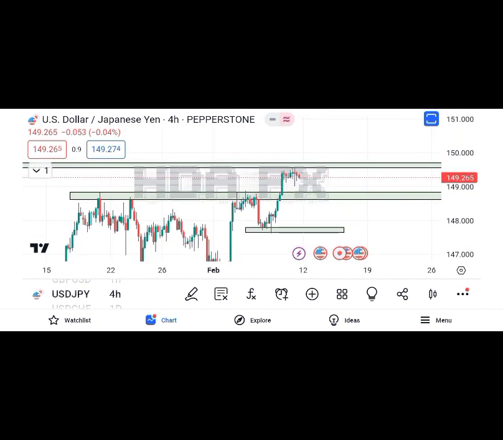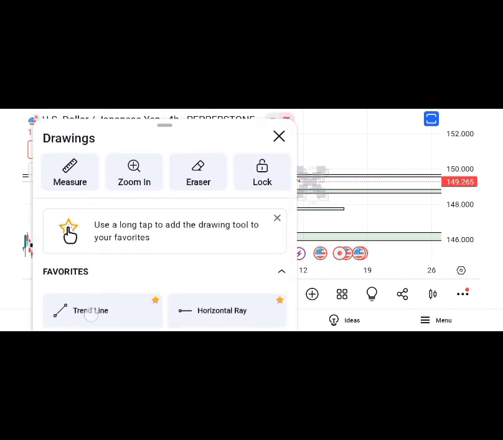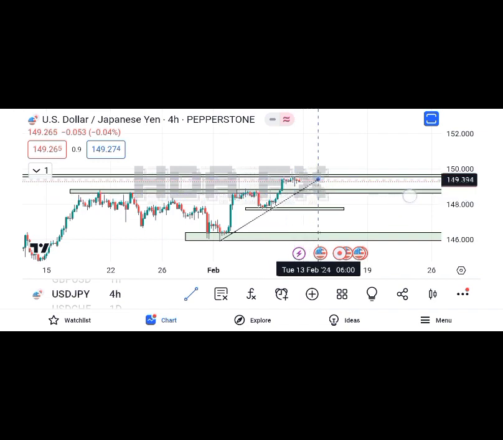Now, like I said, we are looking for buying opportunities in the market. And we also have another trend line here, and another trend line here. So now this is what I want to see in the market.